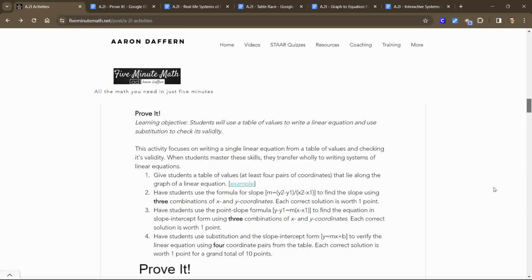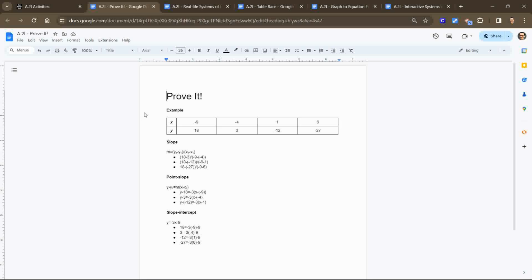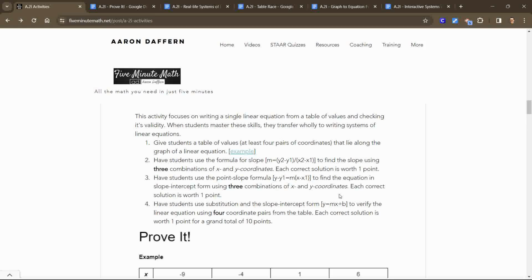So the idea here is that we give students a table of values, at least 4 pairs of coordinates that lie along the graph of a linear equation. So here's an example, right? You've got a simple table here. You got x and y coordinates, but we want them to do specific things. We want them to first use the formula for slope that we see right here, using 3 different combinations of x and y coordinates. Each correct solution is worth 1 point.